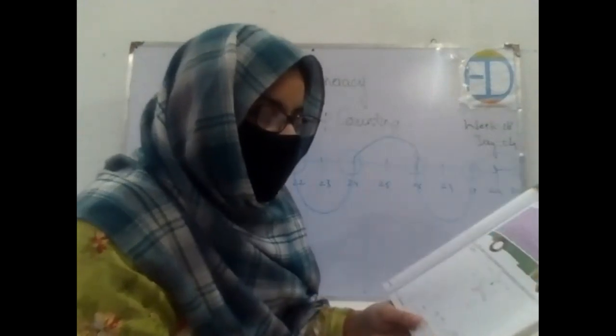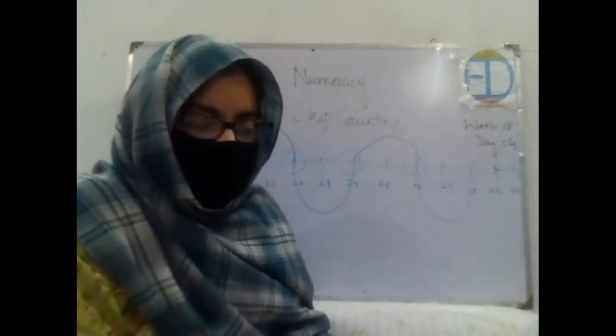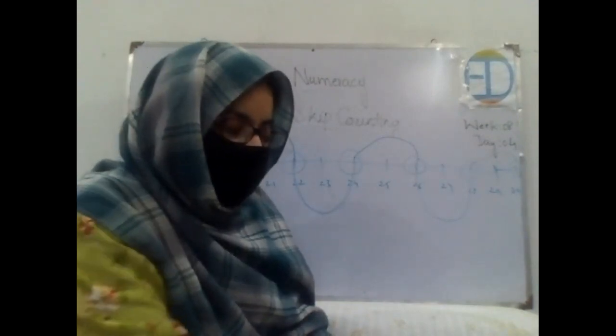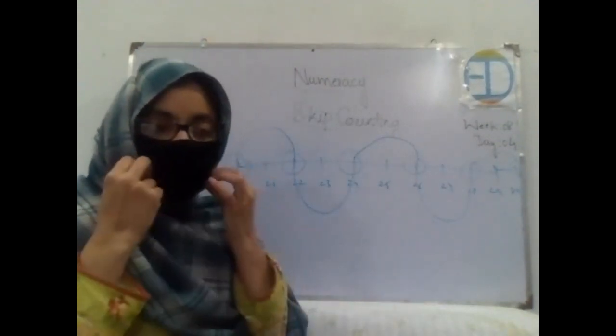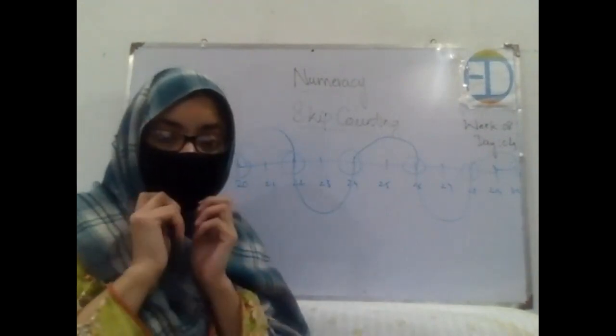And tell me, what is the figure that is created? What is the picture? A picture of a penguin. Excellent. Okay, class. So did you guys enjoy the lecture? Any confusion about skip counting?